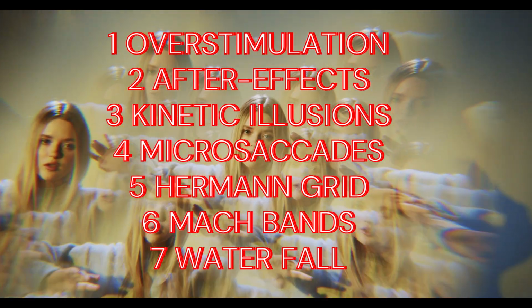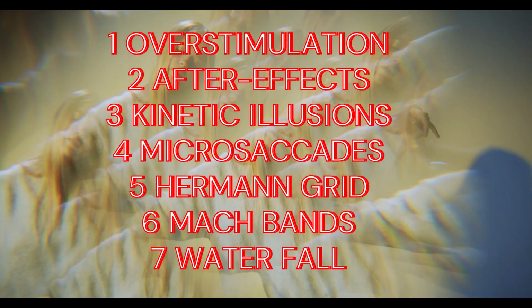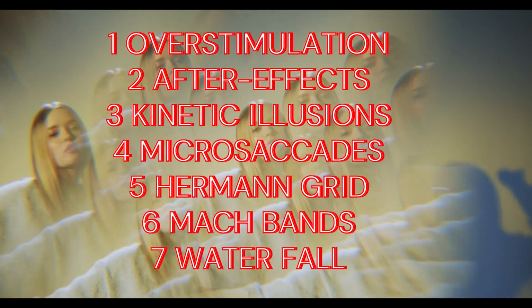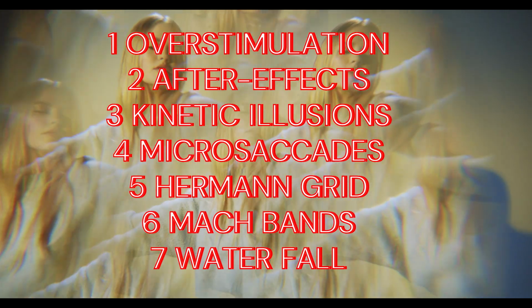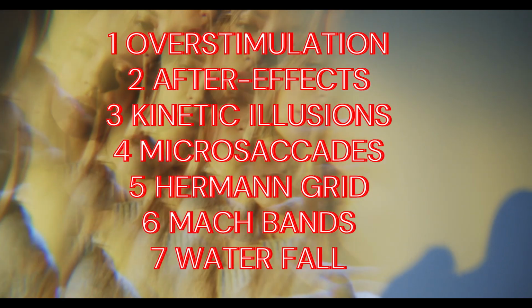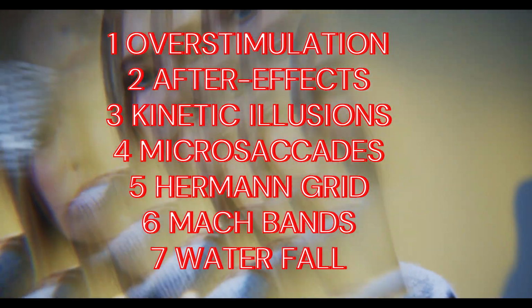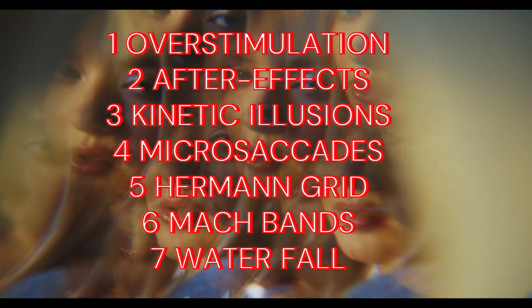Mach bands illusions. Mach bands are a type of optical illusion named after the physicist and philosopher Ernst Mach, who first described them in 1865. This illusion involves the perception of exaggerated contrast between adjacent areas of different brightness or color, especially when those areas are separated by a sharp boundary.